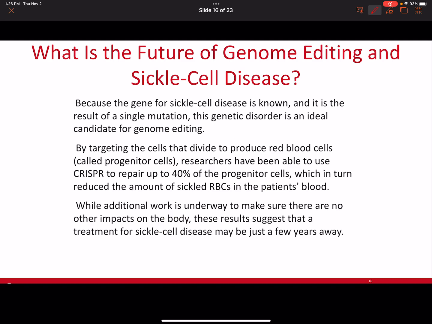Because we know the gene for sickle cell and we know that it's the result of a single mutation, we can do genome editing for it. We've been able to use CRISPR to repair up to 40% of the cells, which in turn reduces the amount of sickle cell red blood cells in the patient's blood. And they're still working on ways to get this number, 40%, up.